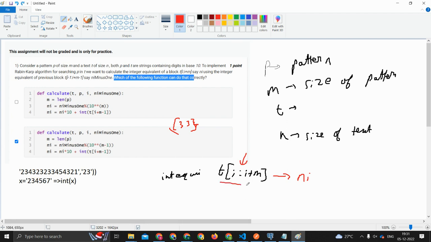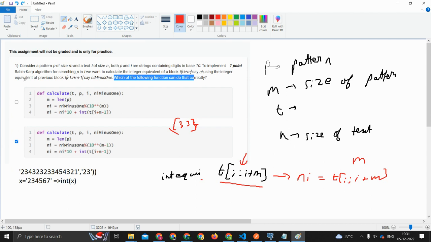So they are saying that the integer equivalent of this block is written as ni. Ni equal to integer of t of I to I plus m, where m stands for the length of the pattern. So what will be the length of this text? Uma, can you tell? It is m. So you are following this? Okay.